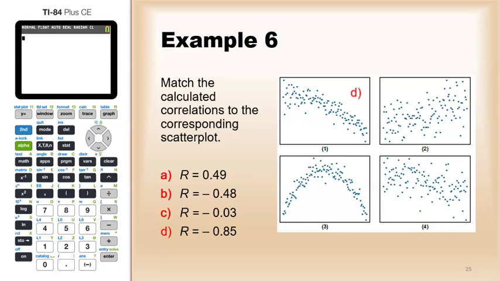Now, let's see here. A and B deal with +0.49 and -0.48. So those two graphs should look similar, except one is going upwards and the other is going downwards. So you see those match up with graphs 2 and 4. And the remaining one, part C, a correlation coefficient of -0.03, is going to be the one that looks like a vague swarm of dots, or the one with the nonlinear pattern. In this case, the nonlinear pattern.